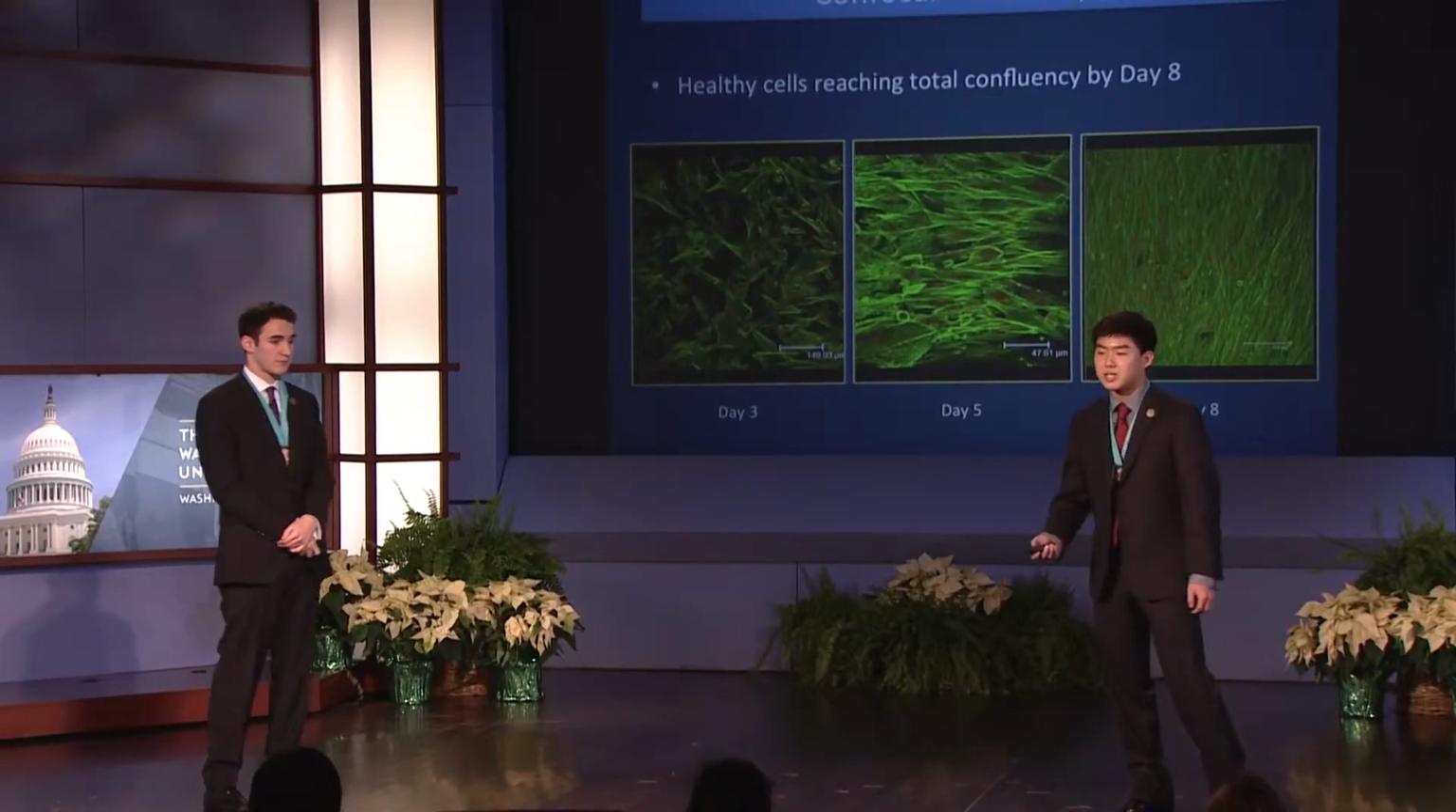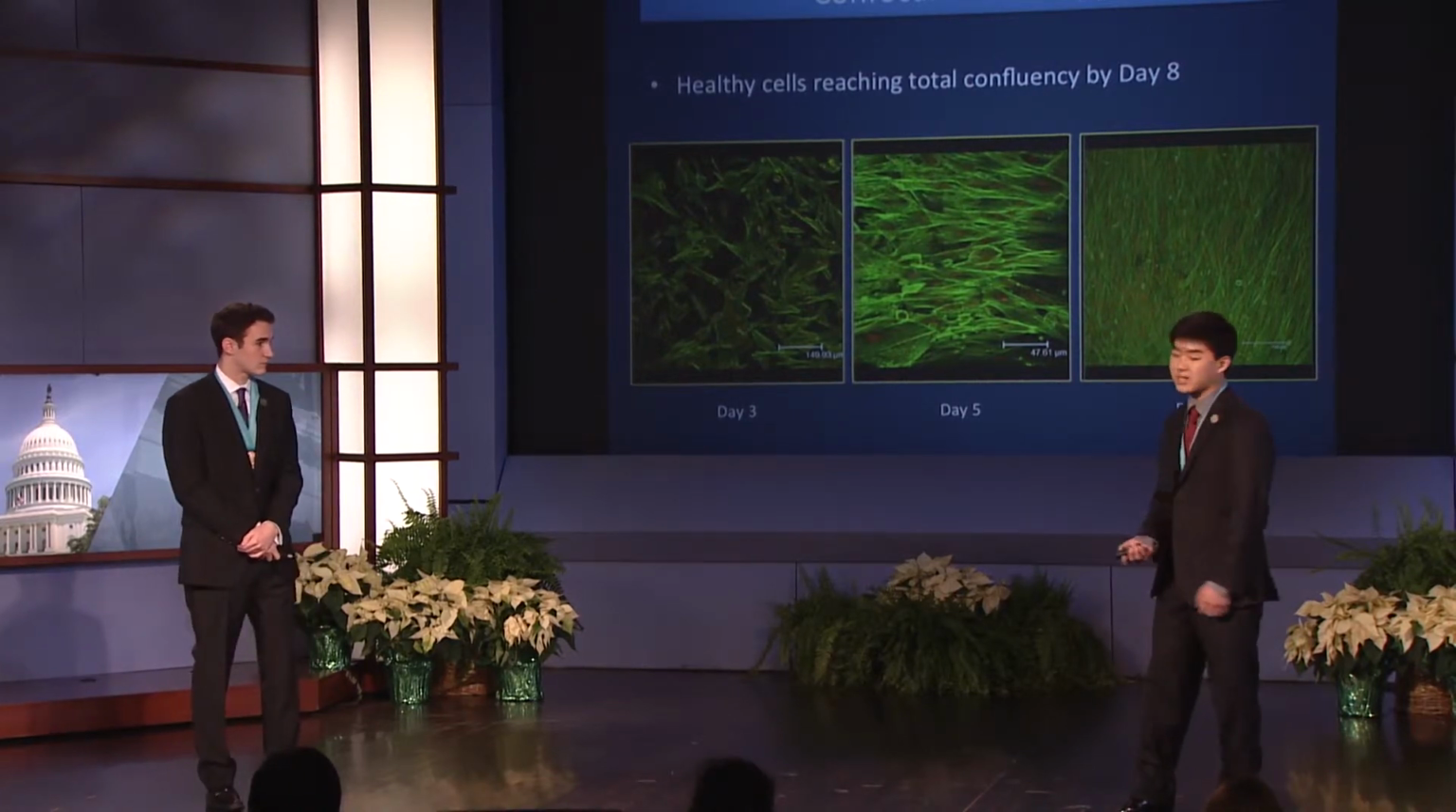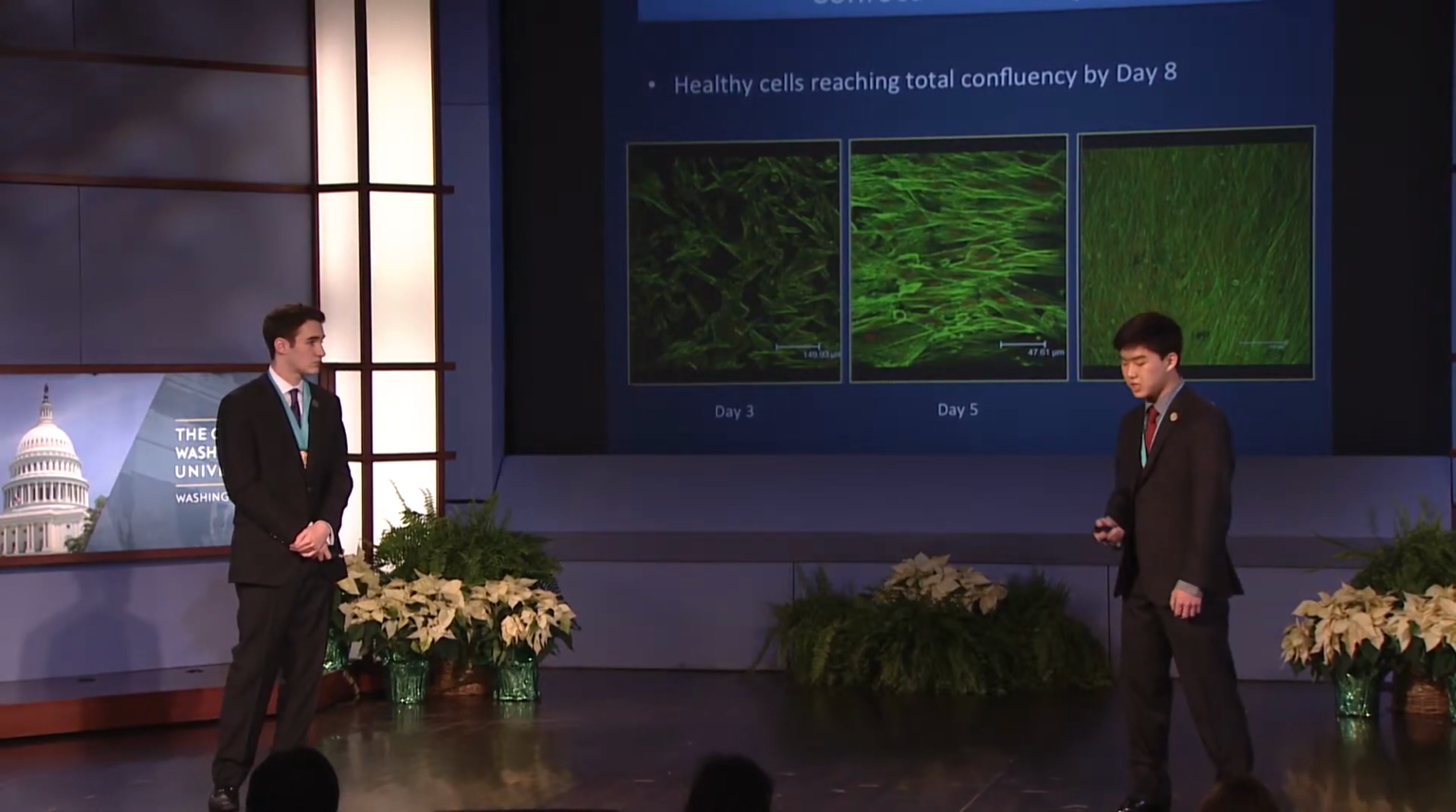So these are our results for the confocal microscopy. You can see the pictures taken 3 days, 5 days, and 8 days after the initial plating. This is graphene oxide 5%. What we found was that, first, the cells did show normal cell morphology, and by day 8, these cells are reaching total confluency, which supports our hypothesis that the cells would show normal cell morphology.